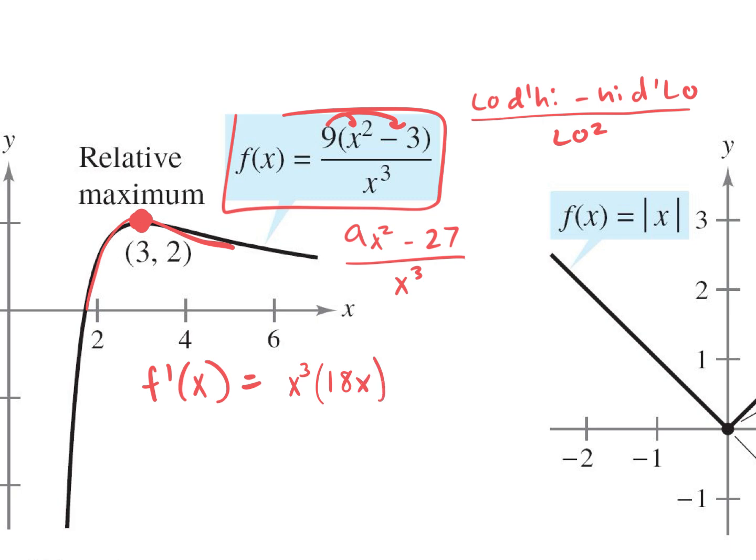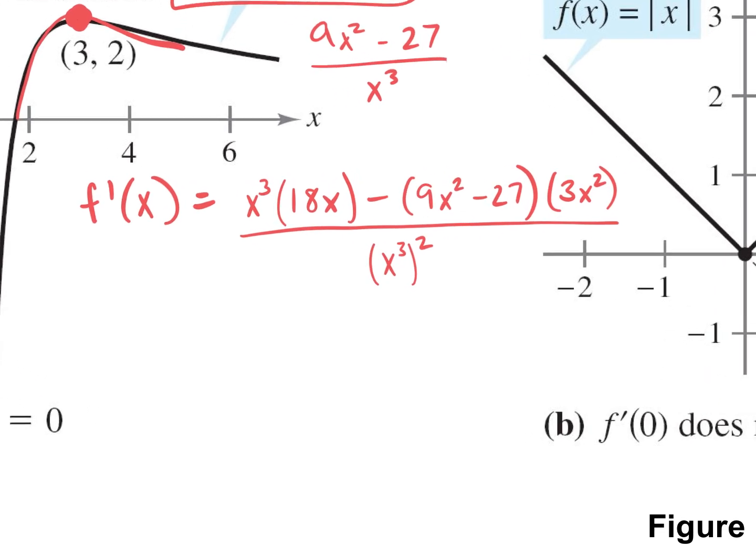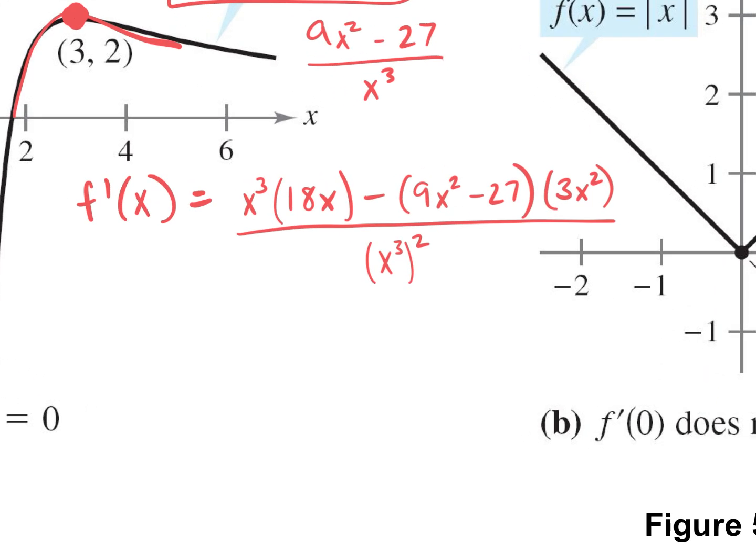18x, perfect, minus 9x squared minus 27, times the derivative of our denominator. What's the derivative of the denominator? 3x squared. Over the denominator squared, so x to the third power squared. We can simplify this. x cubed times 18x would be 18x to the fourth power.